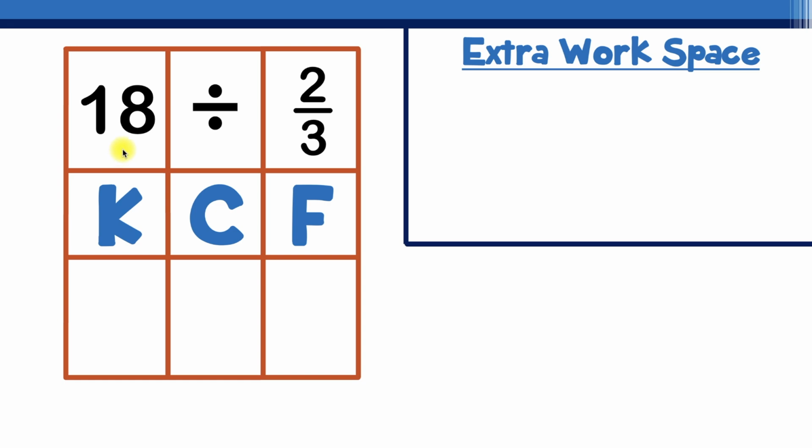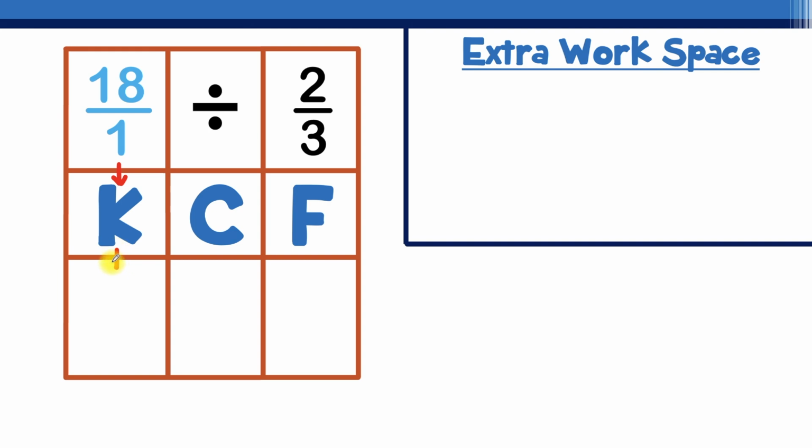Well, in order to do that, we need to just put it as 18 over 1. Any whole number becomes a fraction when you put 1 under it and make it a fraction. So now that we have it set up, let's proceed to use KCF. Like we said before, the K stands for keep. So this 18 over 1, we're going to keep it exactly the same.